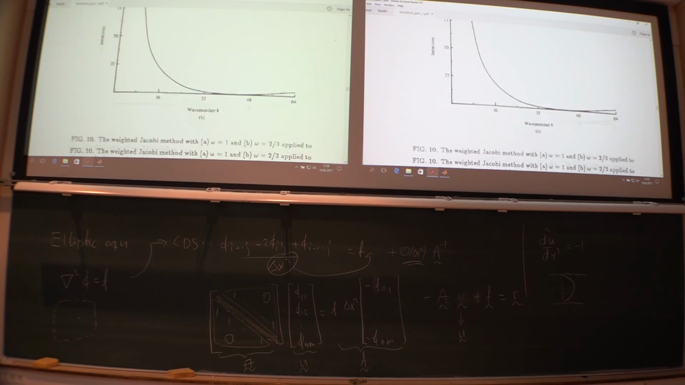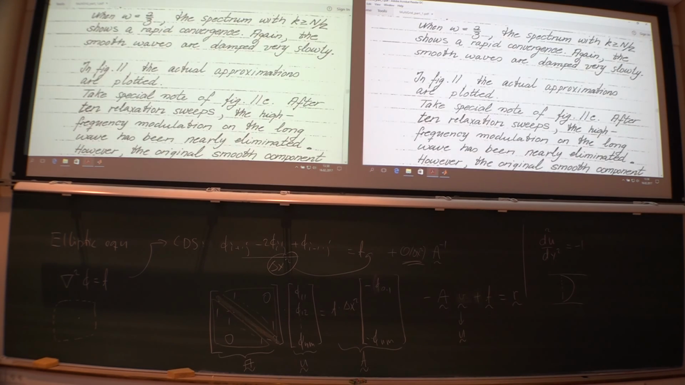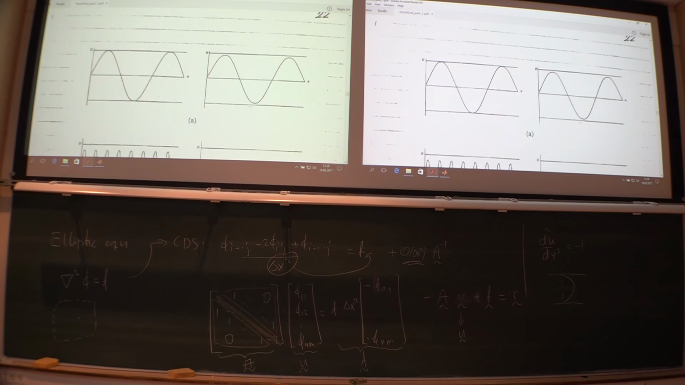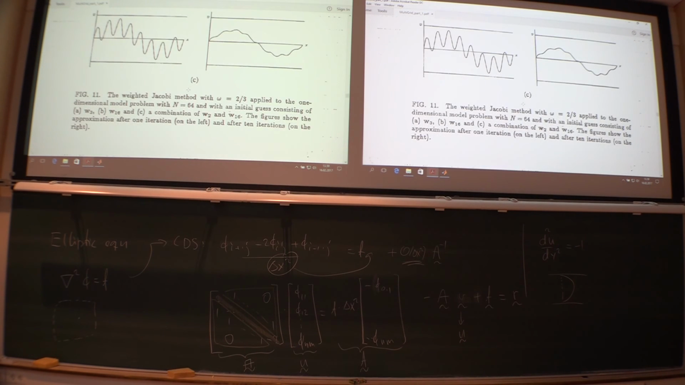I won't go through this one in detail, so have a look at it if you like, but in practice we don't need it. Now for visualization, what we have so far: Jacobi, omega is 2/3, and we have 64 points altogether. Then we start with different errors, and we do 1 iteration and 10 iterations.